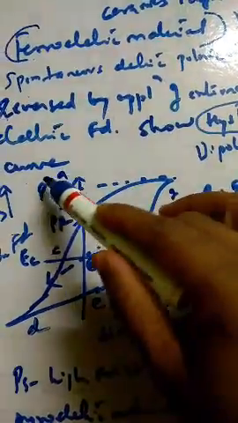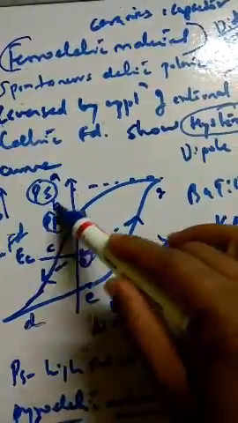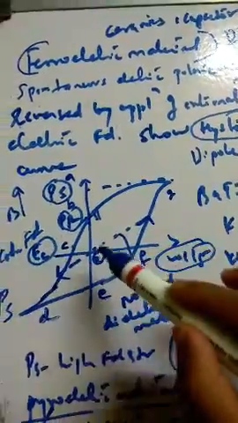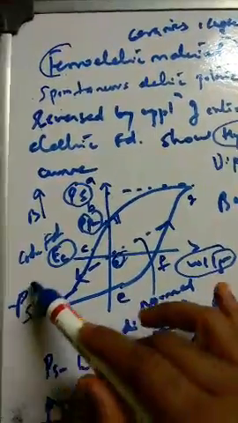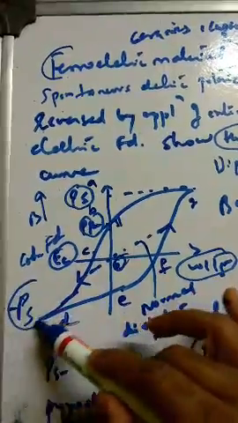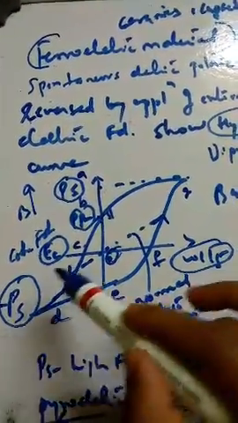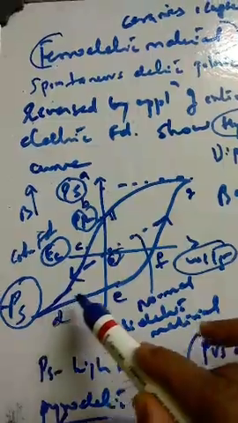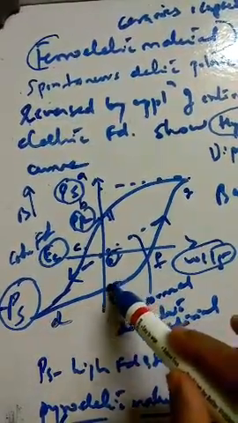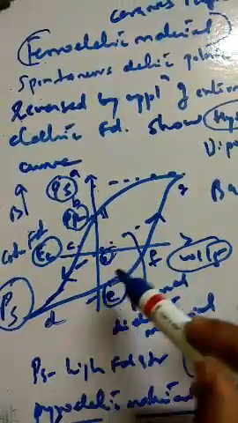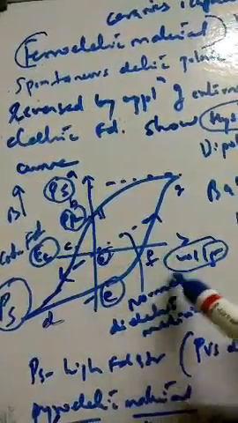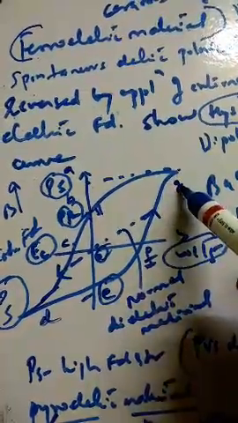So if I label the points A, B, C and so on: A is the saturated polarization, then B the remnant polarization, then C the coercive field. Then D, I can take as the negative saturated polarization. As I increase the field again, the polarization increases and it comes to E, the remnant polarization in the negative. Then F is the negative coercive field, and finally it comes to G, again the saturated polarization.